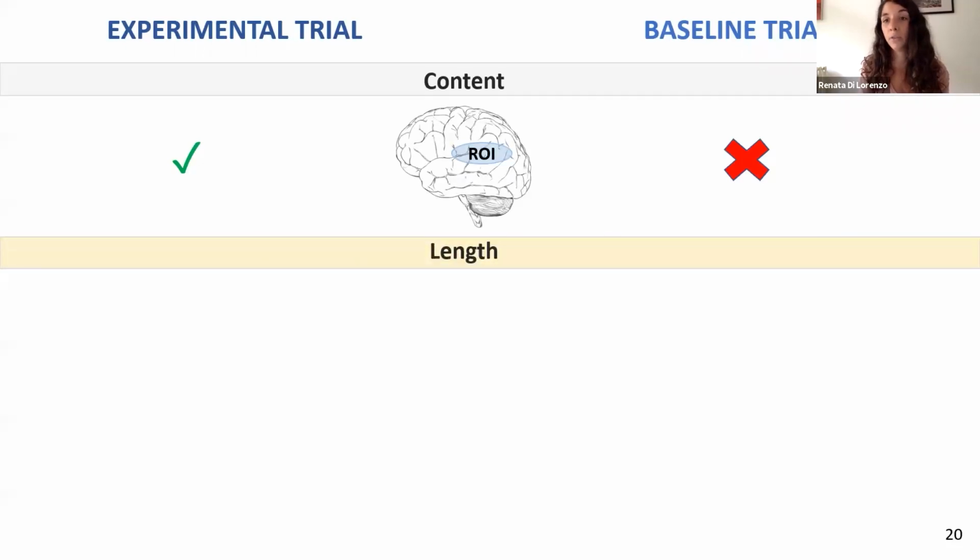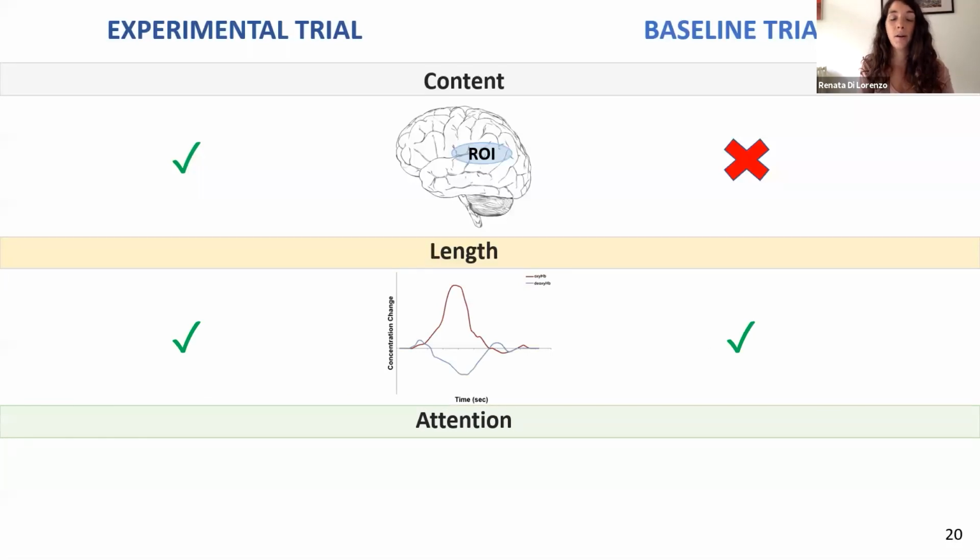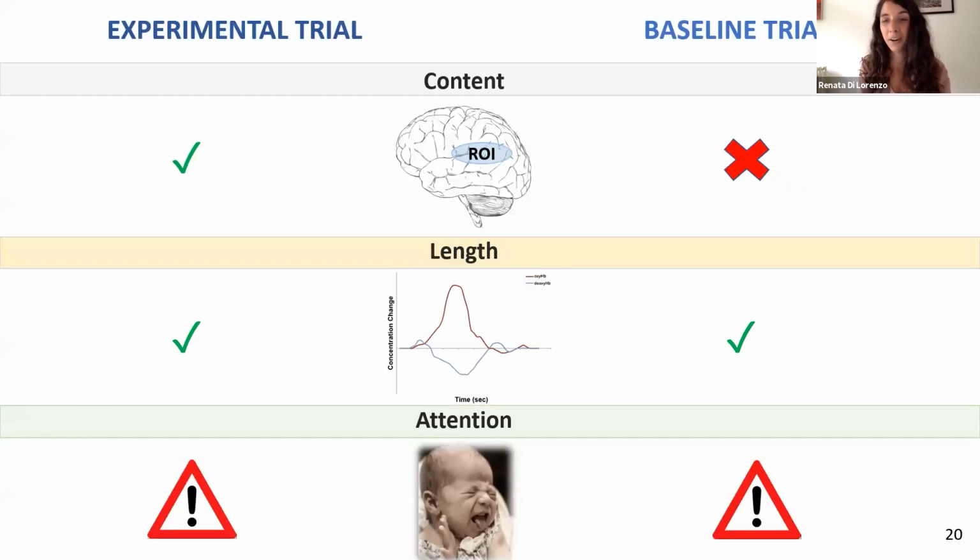The length. How long should my trial be? Well, the experimental trial should be long enough to elicit a response from your ROI, and the baseline trial should be long enough to allow the HRF, or the hemodynamic response, to go back to baseline, basically to return to a baseline level. Attention is something very important. You need to keep your participant attentive, and that's not an easy thing to do. If it is the first time you try your protocol, it's good to pilot it. It's very difficult to know the response of a baby.